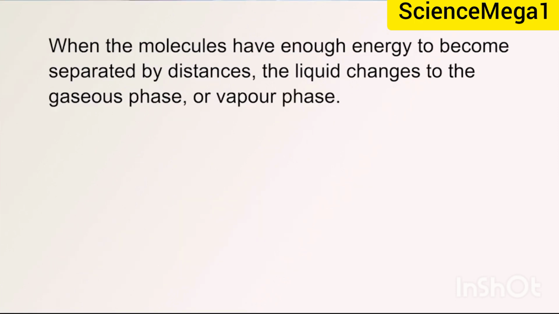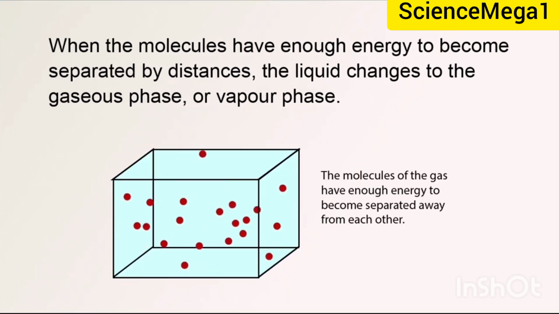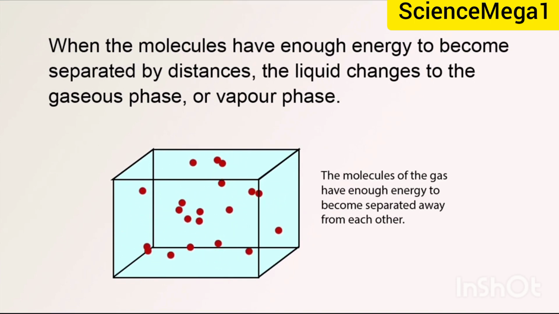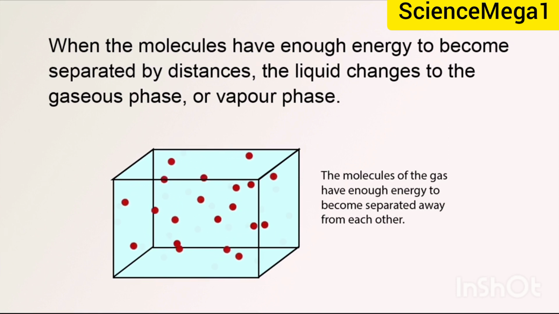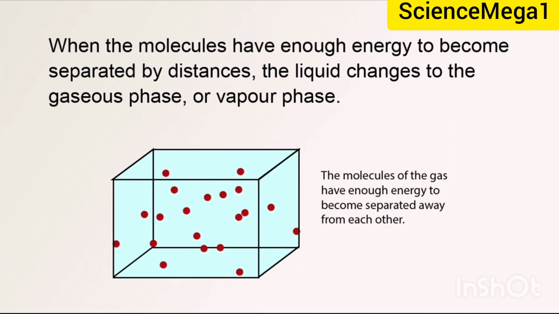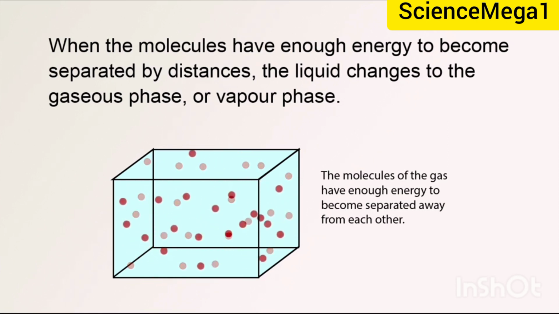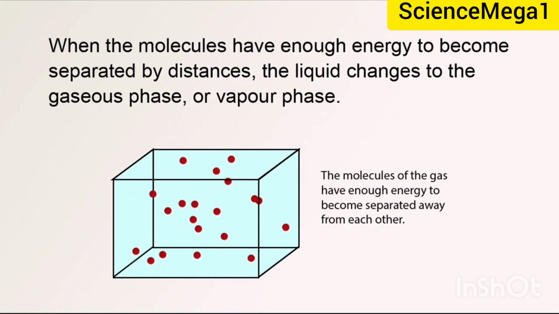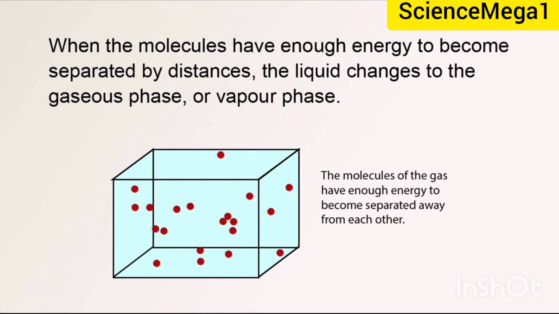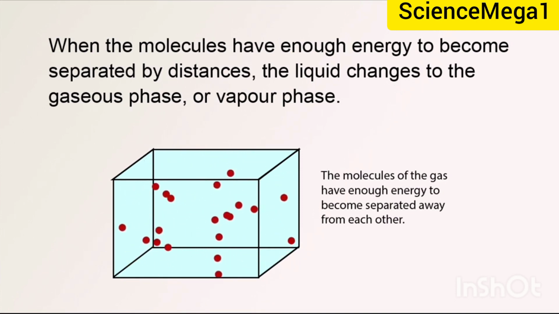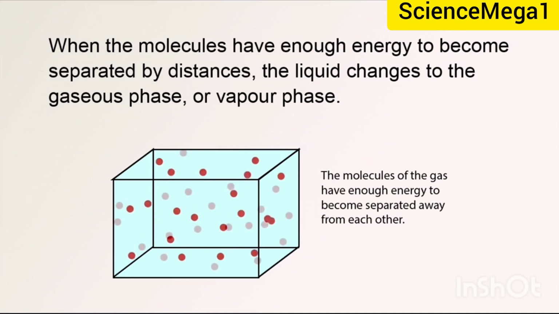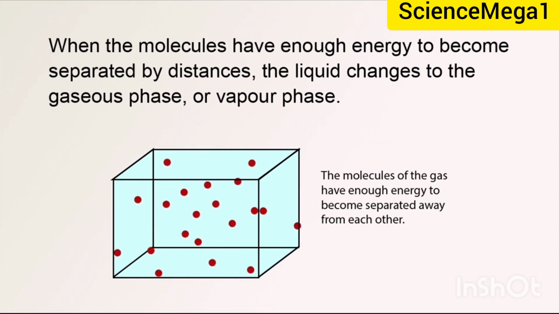When the molecules have enough energy to become separated by distances, the liquid changes to the gaseous phase or vapor phase. And the figure on your screen illustrates the molecules in the vapor or gaseous phase. In the diagram, you'll see that the molecules are moving further apart than they were moving in the liquid phase. This is because they've gained more energy than they had in the liquid phase, and as such, they have more kinetic energy. Therefore, they move further apart than they were moving in the liquid phase.